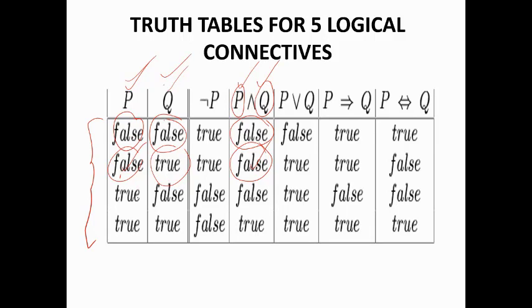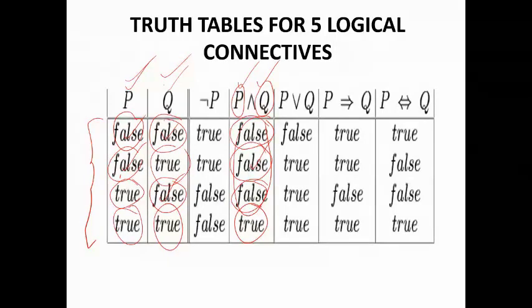If P is true and Q is false, then still we will get false because Q is false. So if one of them is false, then all the time we will get P and Q as false. It will be true only if both P and Q are true. That's okay, right? So this is okay about P and Q.